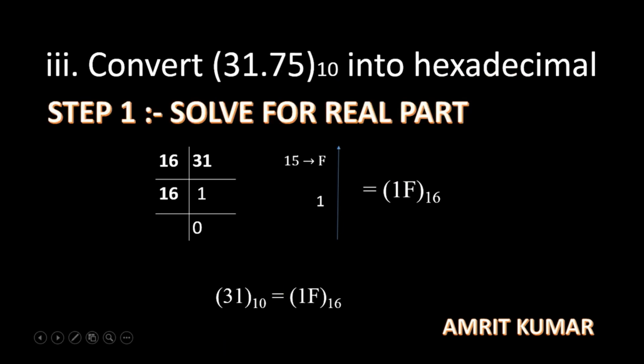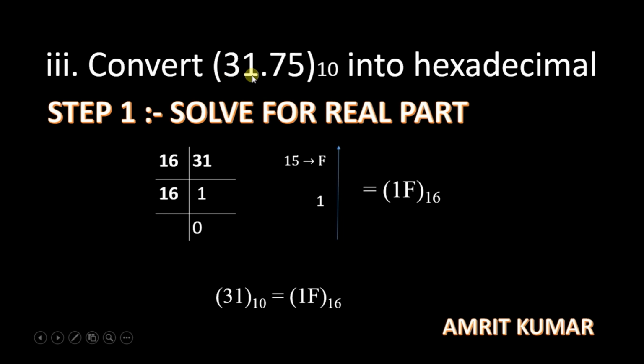So moving on, this is how to convert a decimal number into a hexadecimal number. Now moving on to another example, which illustrates how to convert a fractional decimal number into a hexadecimal number. You have to solve it with the help of a two-step process, clarifying that you have to solve it for the real part.